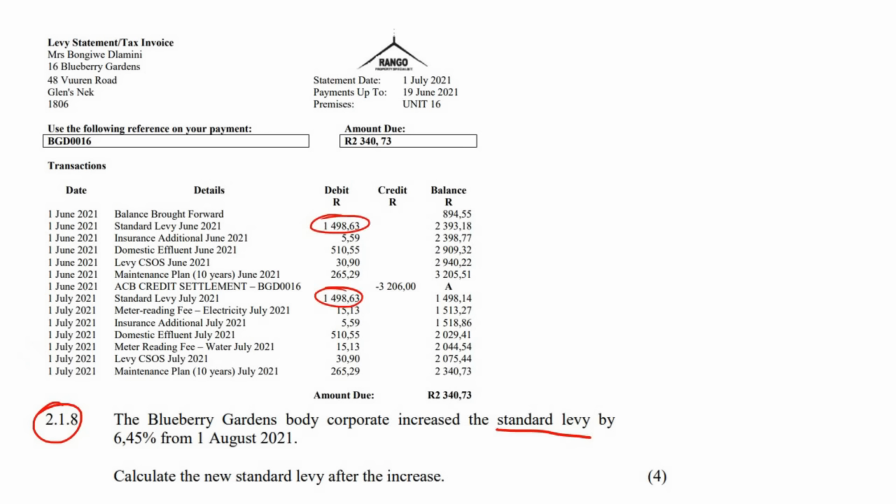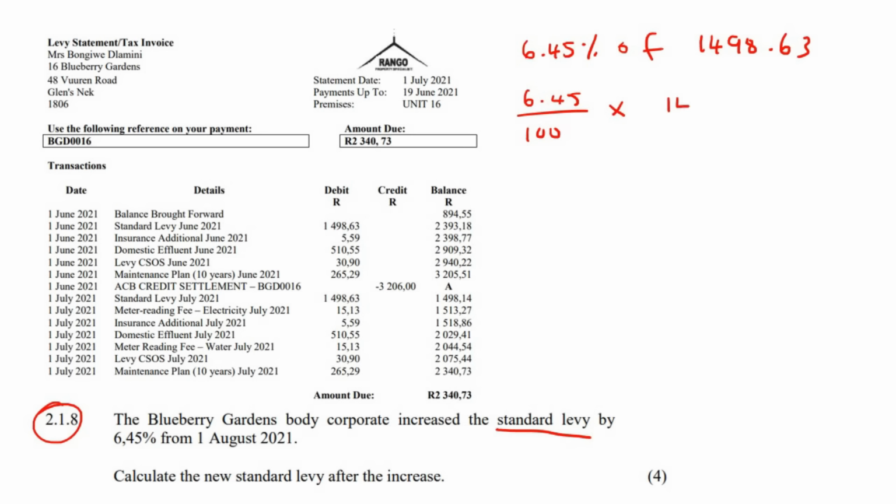Okay, so that amount there, whether you choose the one for July or June, is going to be increased by 6.45%. So let's first say percent. We want to know what is 6.45% of 1498.63. So that'll become 6.45 over 100, multiply. Okay, and let's work this out. Okay, so they're going to increase it by 96 Rand and 66 cents.